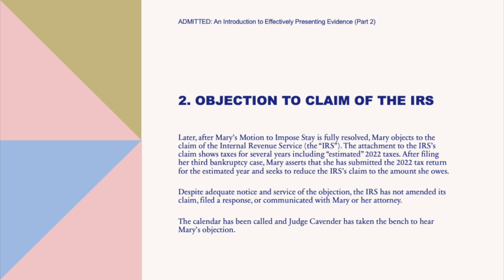At the call of the calendar, the clerk marked the matter to be heard, which normally for me indicates there's a service problem. I went and reviewed the service papers on the objection, and it appears to be proper for serving a federal agency under Rule 7004, and no responses were filed by the IRS.